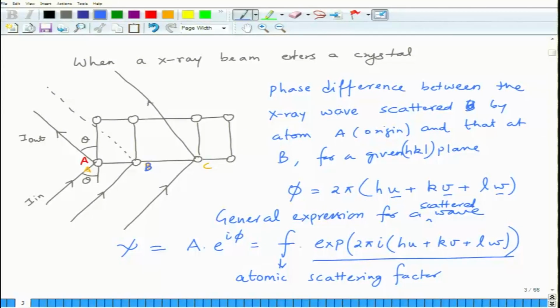Amplitude is determined by the capability of atoms to scatter the wave, how much they will scatter, which is dependent upon the number of electrons and so on they have. So, this is the atomic scattering factor and this is the phase factor. If the phase factor turns out to be 0, you will have no diffraction at all.